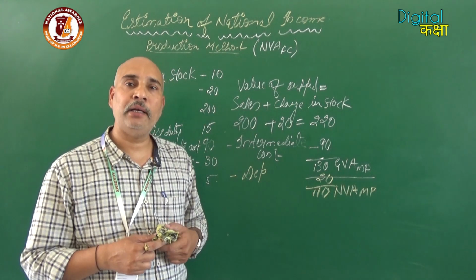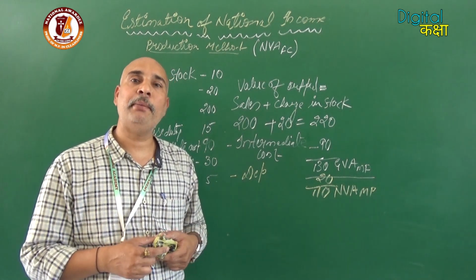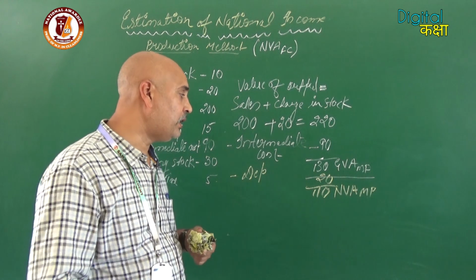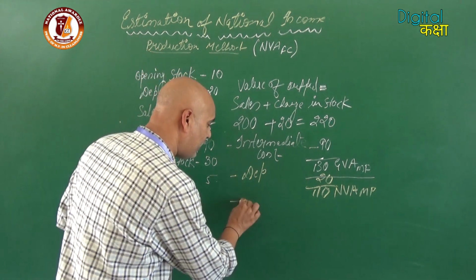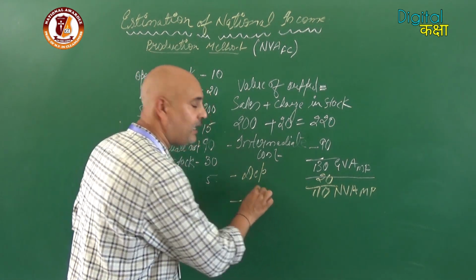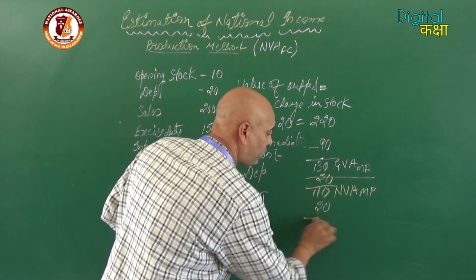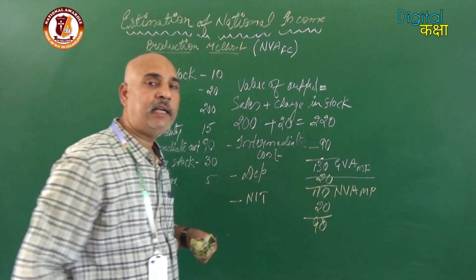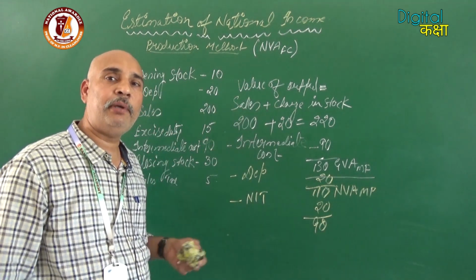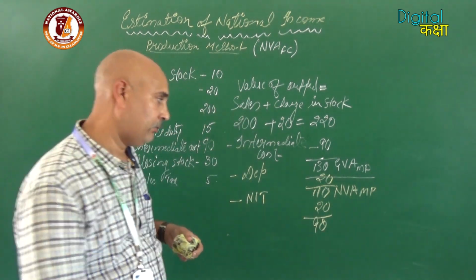In that way, what will happen? The value of the NIT will remain 20. So 20 will be subtracted further as NIT, net indirect taxes. After deducting 20, 90 will be left, and it will be our NVA FC.